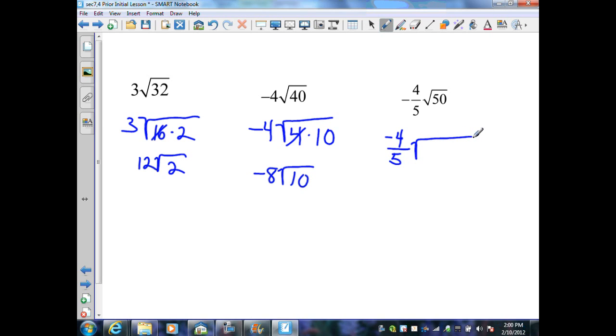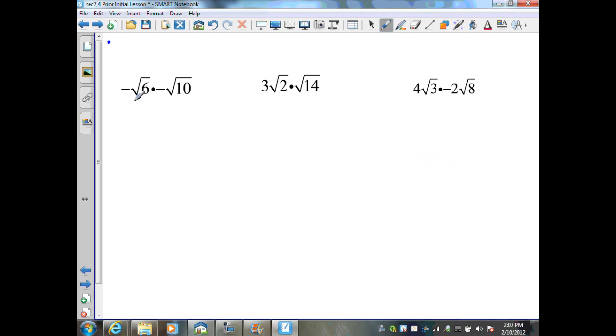The square root of 50. That's not a perfect square, but it has two factors, one of which is 25 times 2. The square root of 25 is 5. 5 times a negative 4 is a negative 20 over 5. When I simplify, that's going to give me a negative 4 square roots of 2. Here I have a negative square root of 6 times a negative square root of 10.